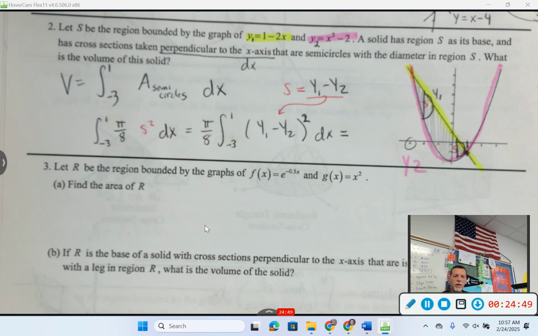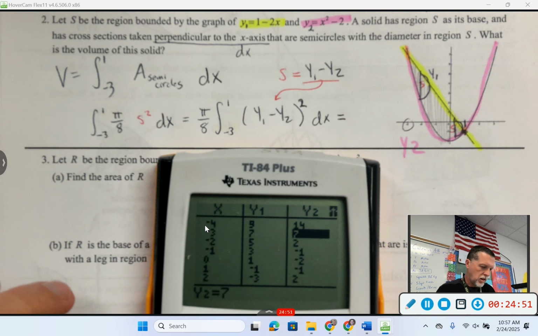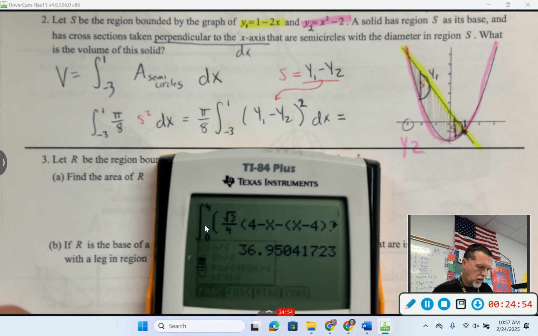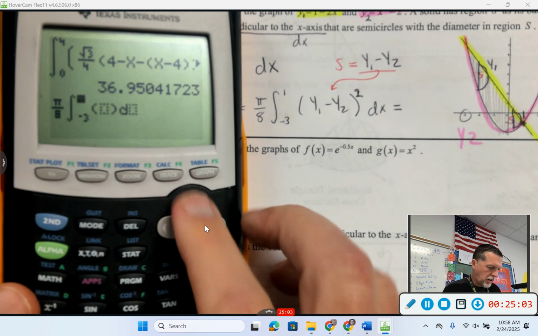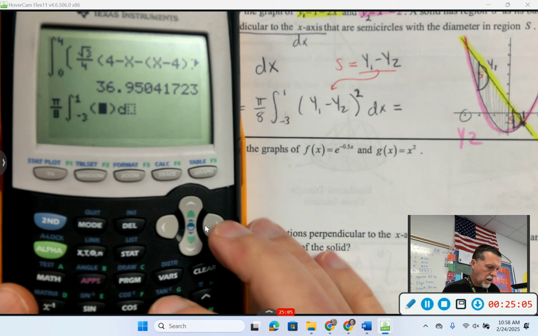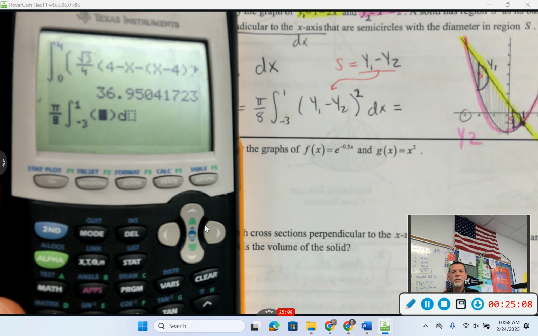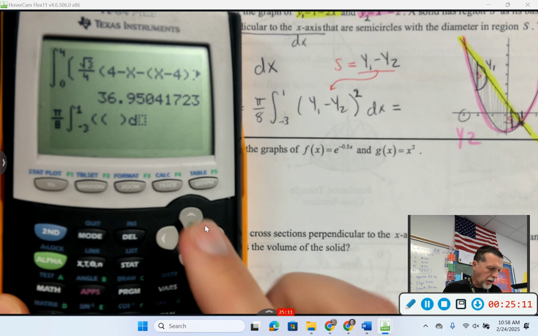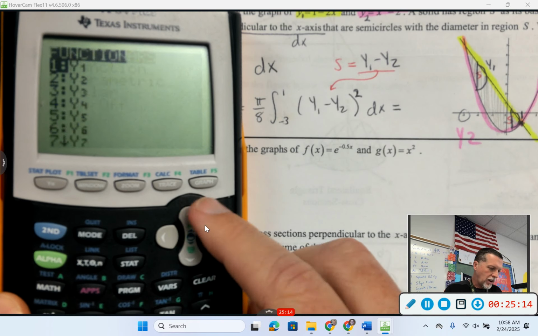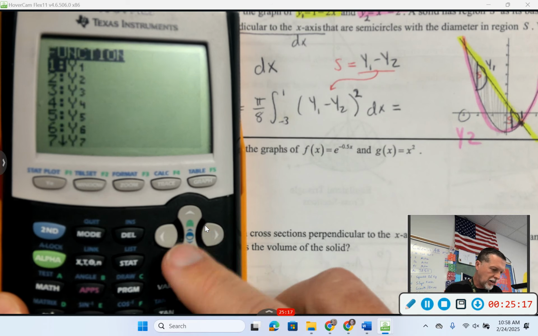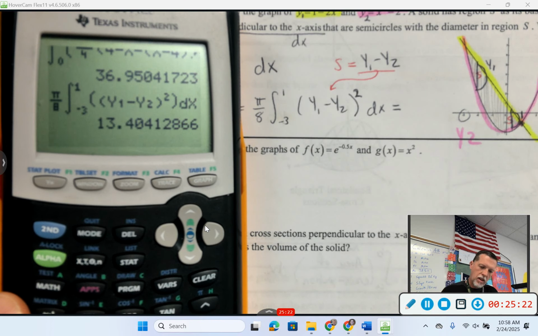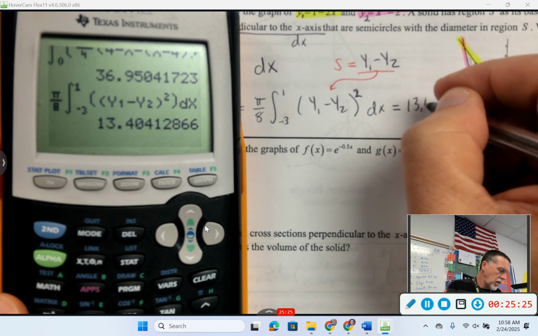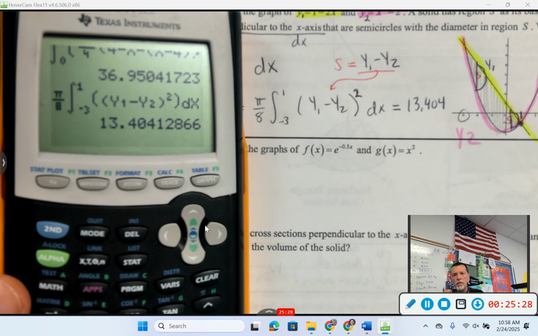And now this is a calculator problem. Pi over 8, math 9, -3 to 1. I can use y1 and y2 because my calculator knows who y1 and y2 are. I do need to put parentheses so that I square y1 minus y2. 13.404.